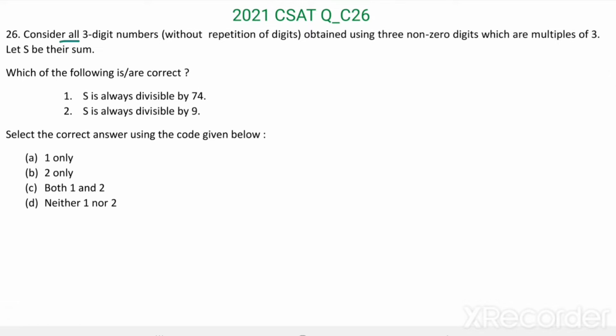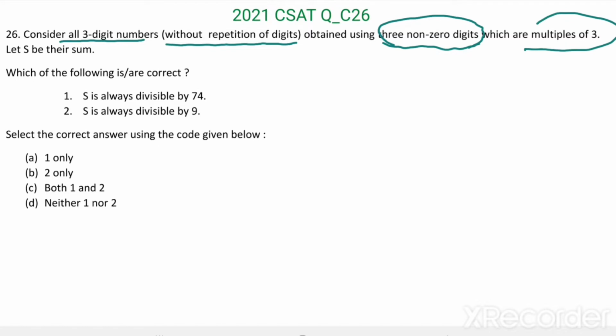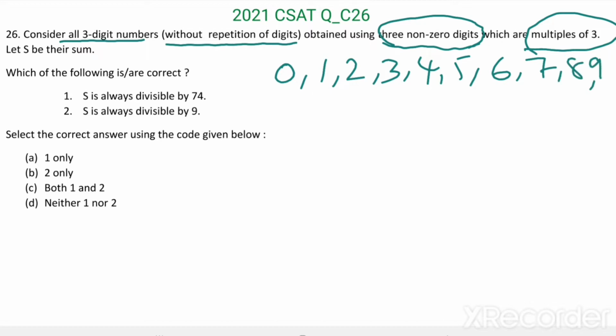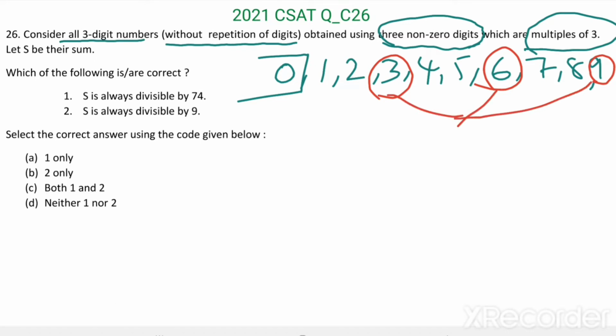Here, consider all three-digit numbers without repetition of digits obtained using three non-zero digits which are multiples of 3. There are 10 digits 0, 1, 2, 3, 4, 5, 6, 7, 8, 9. Here we need three non-zero digits, so we can remove this 0, which are multiples of 3. 3 is a multiple of 3, 6 is a multiple of 3, 9 is a multiple of 3. Using these 3 digits, how many numbers are possible?